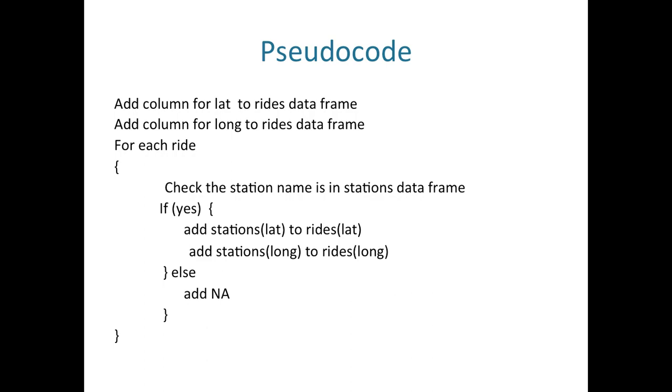Okay, so if we were to just add latitude and longitude to every single line in the rides data frame, we would see that for some stations we do not have the data, precisely because some of the station names that we have in the rides data frame do not exist. Okay, and we'll see an example of that.